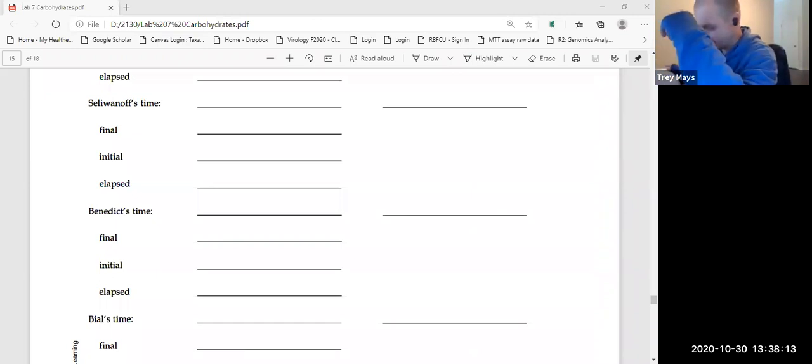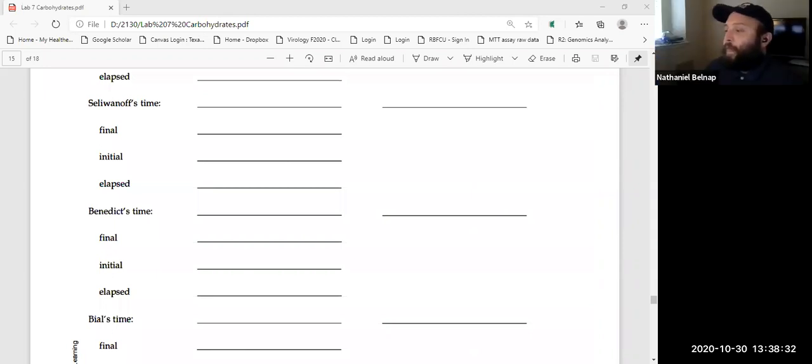When I flip back into the Seliwanoff's section in the lab manual, it says it goes to a cherry red product within 2 minutes, or 10 minutes, I guess. Does that make sense to everyone? Okay, and we're going to go through the video too, so we can see it. But I just want to explain that to everyone.